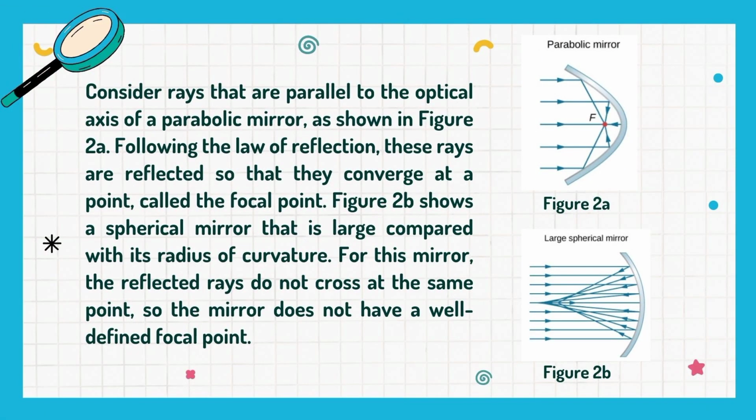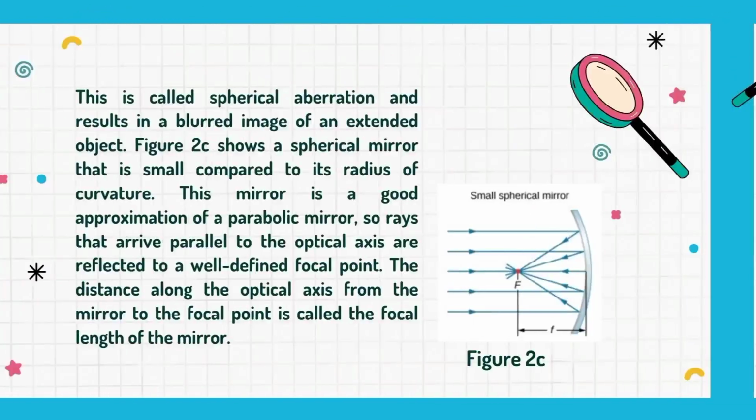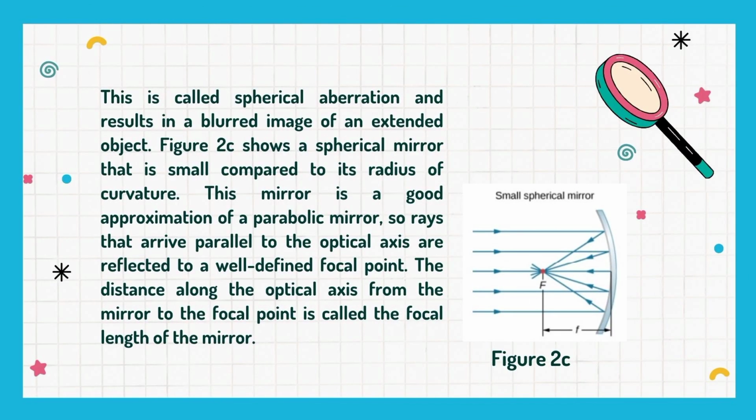Consider rays that are parallel to the optical axis of a parabolic mirror. Following the law of reflection, these rays are reflected so that they converge at a point, called the focal point. Now consider a spherical mirror that is large compared with its radius of curvature. For this mirror, the reflected rays do not cross at the same point, so the mirror does not have a well-defined focal point. This is called spherical aberration, and it results in a blurred image of an extended object.